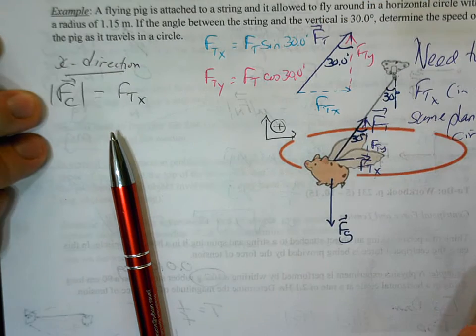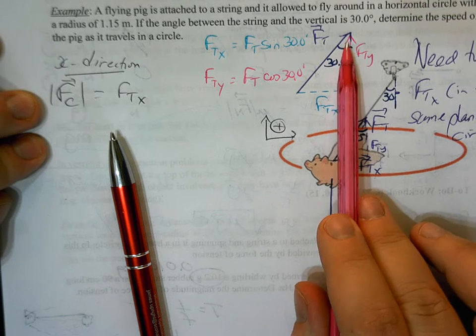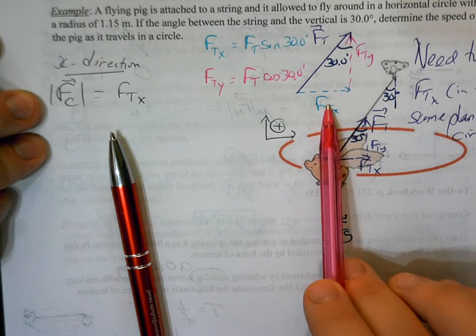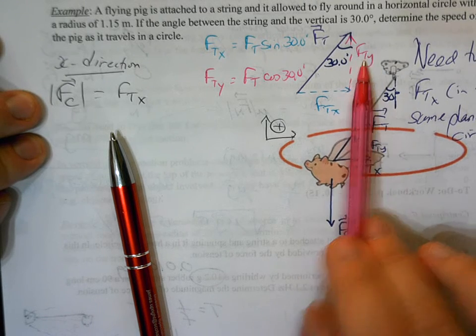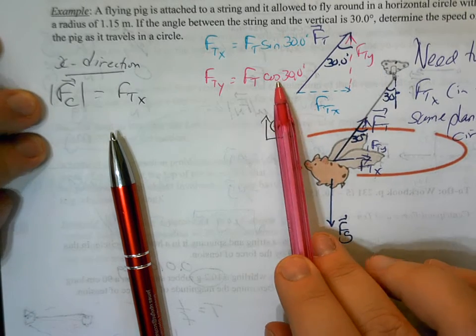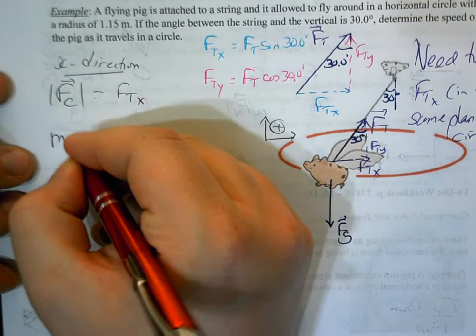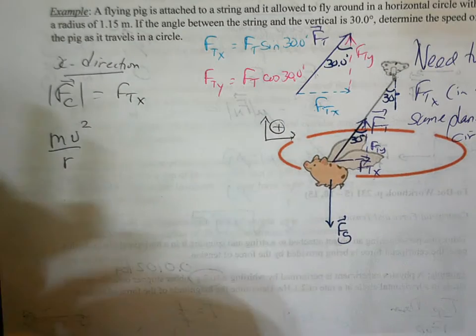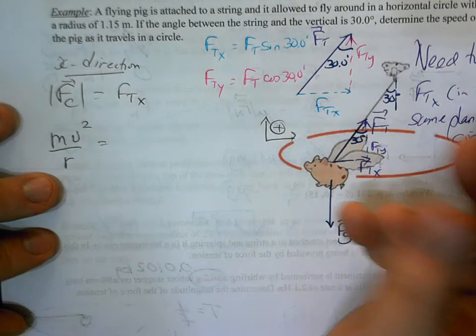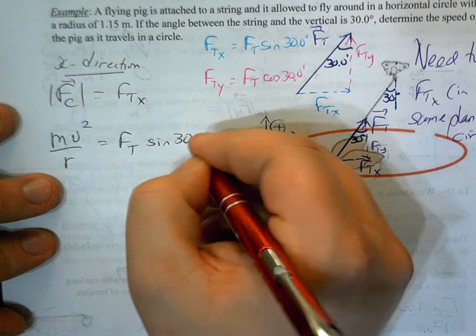And keep in mind, some of you might be like, well, I thought x was cosine and y was sine. That's when the angle is defined from the horizontal. So make sure you draw your triangles. Opposite to this angle is my Ftx, so that's going to be my sine. And then adjacent to that 30 degrees, that's my y direction, and that's where we're going to use cosine. So what I could say is that mv squared over r is equal to Ftx, which is Ft times sine of 30 degrees.